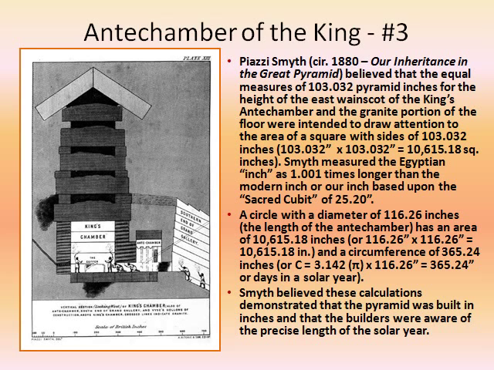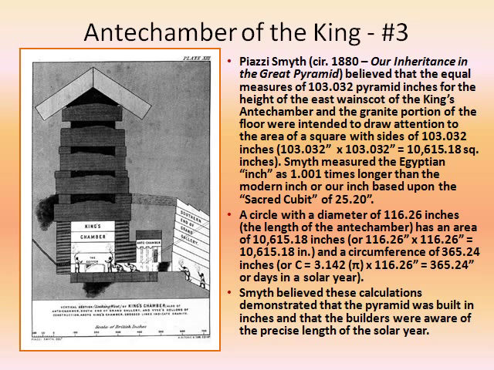116.26 inches times 116.26 inches will give you 10,615.18 square inches, and a circumference of 365.24 inches, or circumference is equal to 3.142, that is pi, times 116.26 inches. That will equal 365.24, or days in a solar year.